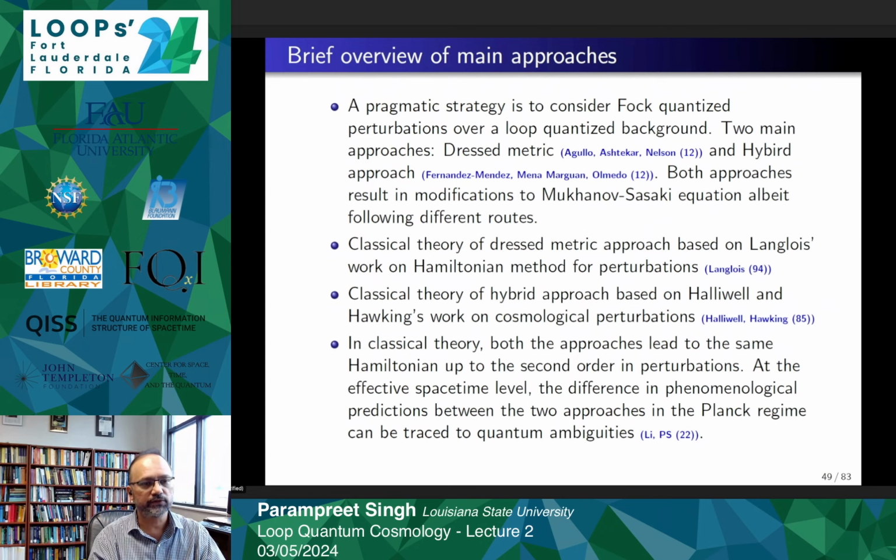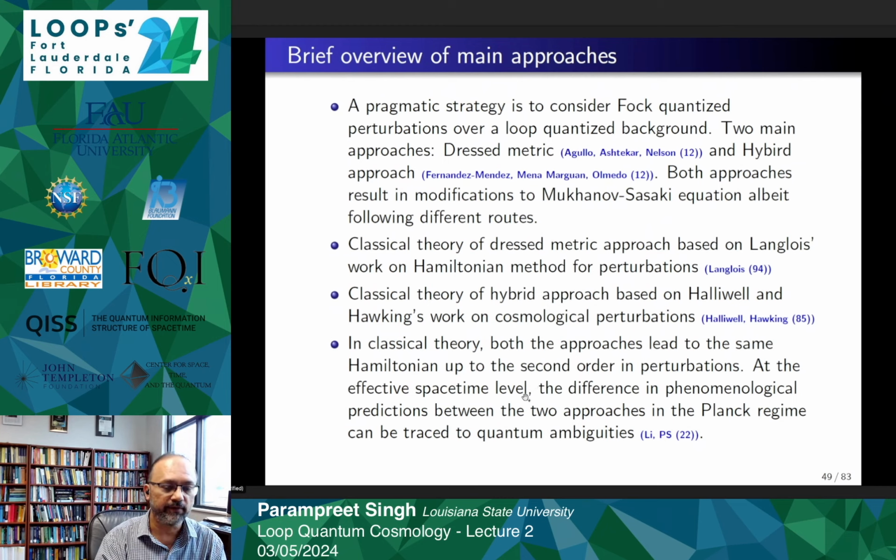They follow different routes, but eventually the task is: you have a Mukhanov-Sasaki equation, and what are the modifications in it? The classical theory, before the quantum theory is applied, on which the dressed metric approach is based is Langlois' beautiful work on the Hamiltonian method for perturbations. The classical theory on which the hybrid approach is based is Halliwell and Hawking's work on cosmological perturbations, which was in 1985.